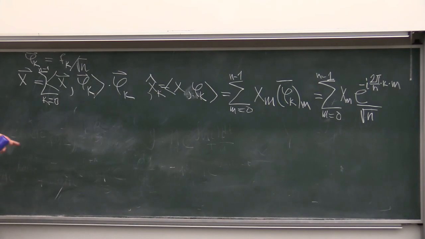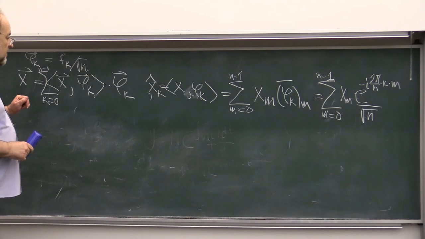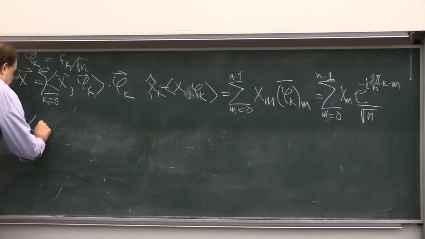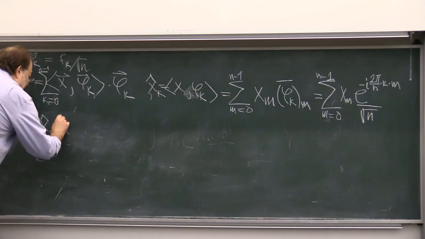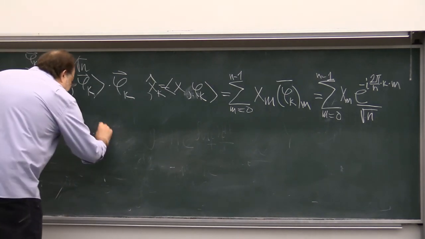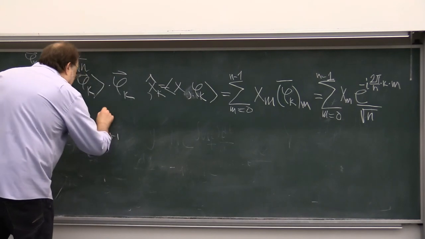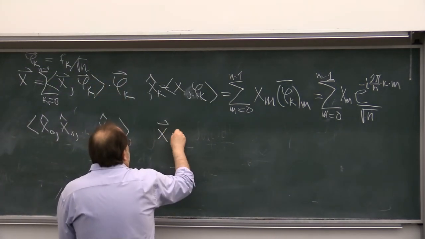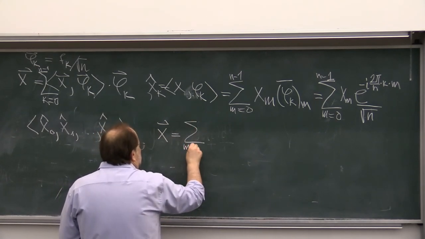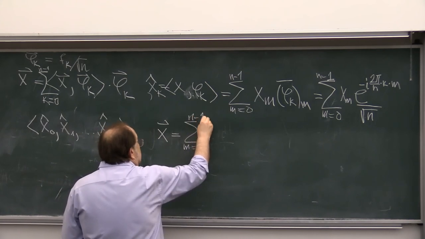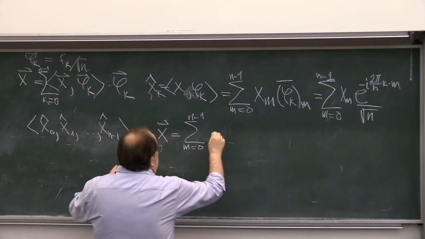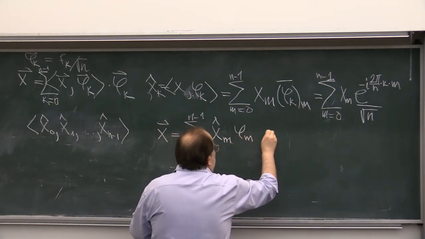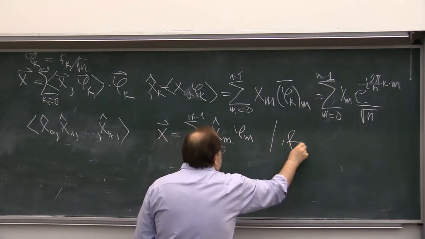And of course, we have one value for every coordinate vector, and this sequence of x hat 0, x hat 1, up to x hat n minus 1, right, has the property that x is equal to the sum m equals 0 to n minus 1 of x hat m times phi m, right?